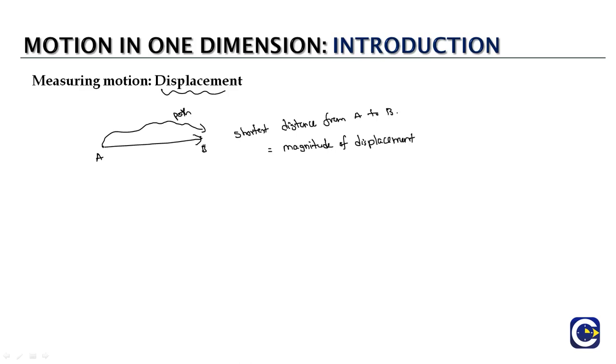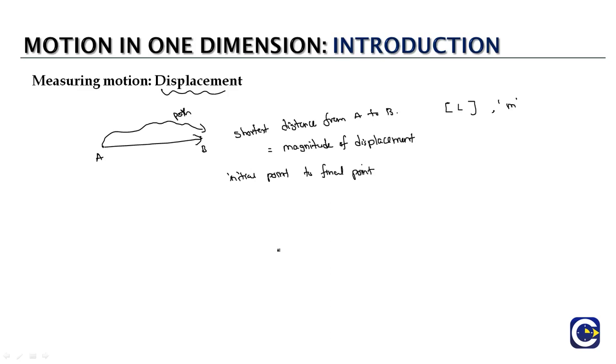So the shortest distance between the initial point and final point will give the magnitude of the displacement, and direction of the displacement is given from initial point to final point. So that will give the direction of the displacement. So this is about what we call displacement. Now as we can see, displacement will be independent of the path taken. It only depends upon what is the initial point and the final point. So displacement is also measured as shortest distance. So the dimensional formula will be L and the SI unit will be meter.